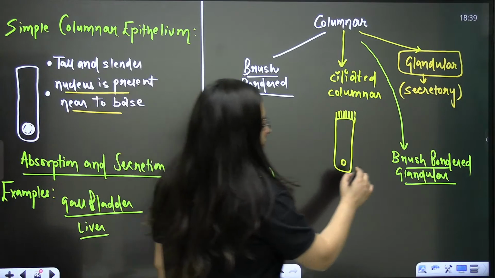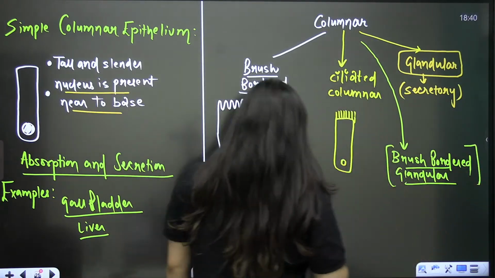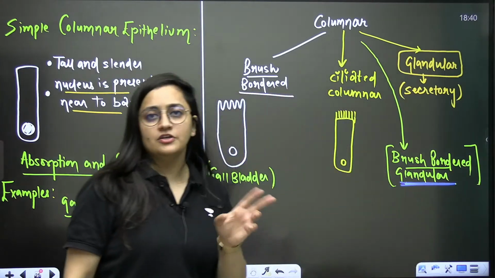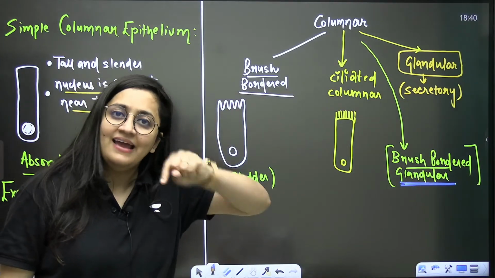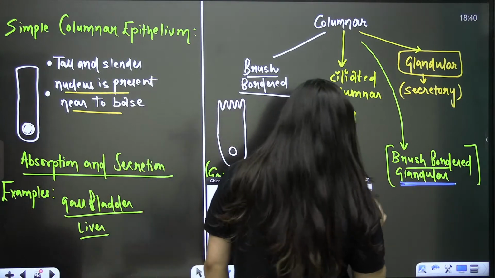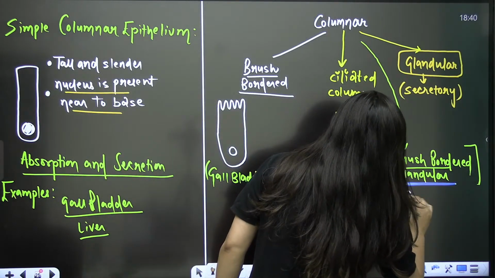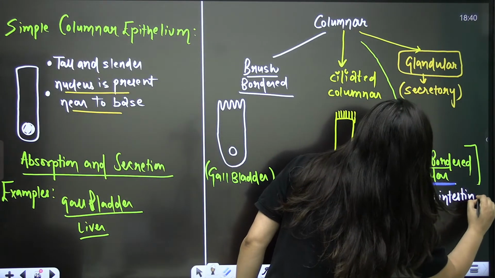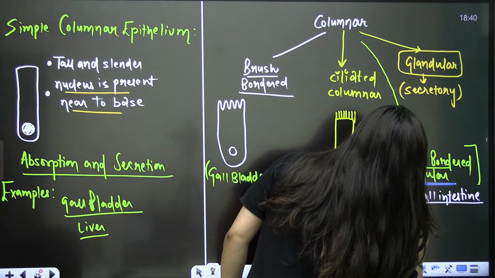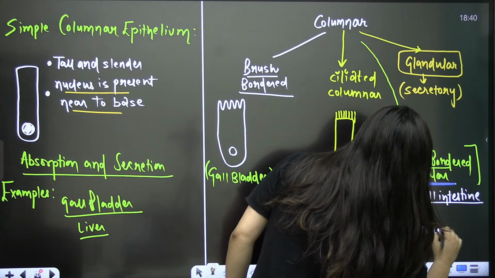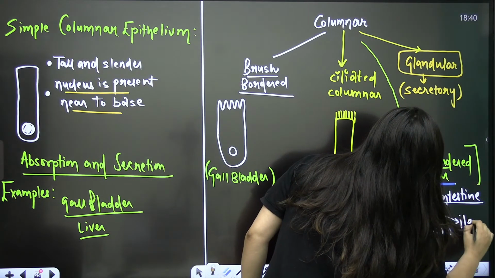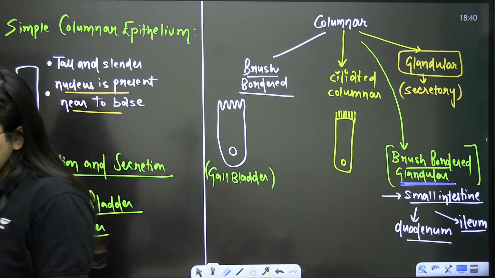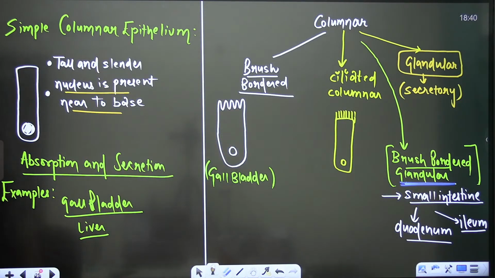if it is brush bordered, it means microvilli are there, plus it is secretory. Both the functions are there. Such columnar cells you will see in the small intestine, in your duodenum and ileum.